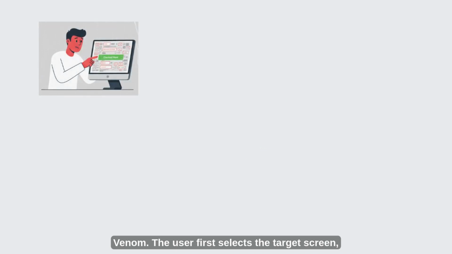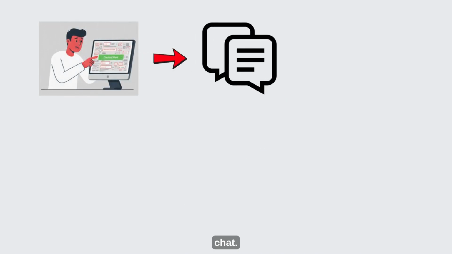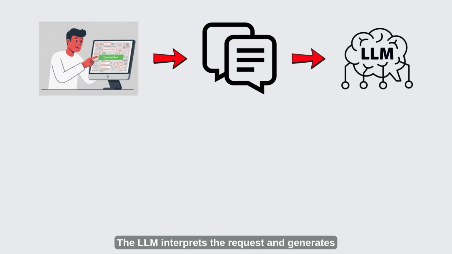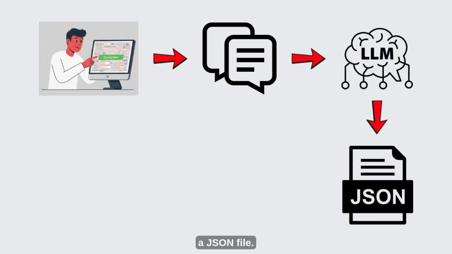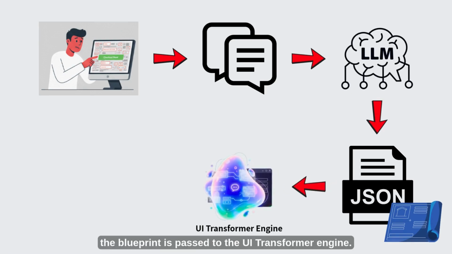The user first selects the target screen, then simply types a natural language command into the chat. The LLM interprets the request and generates a JSON file. This JSON acts as a blueprint, clearly describing which elements need to be changed and how their style or behavior should be updated. Next, the blueprint is passed to the UI Transformer engine.